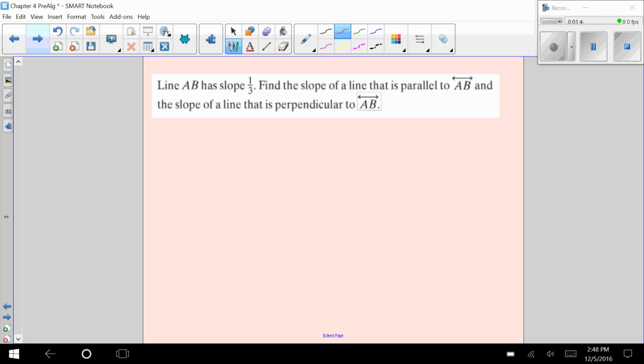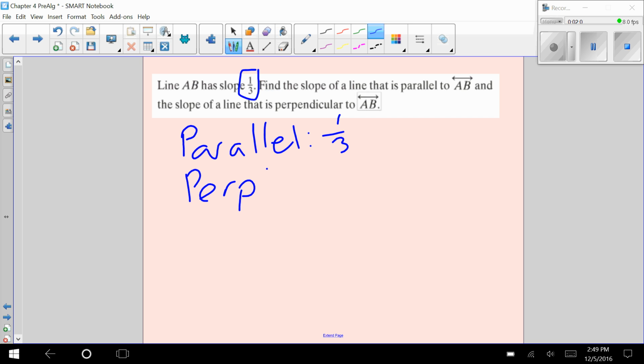Let's look at this one. Line AB has a slope of 1/3. Find the slope of a line that is parallel to AB and the slope of a line that is perpendicular to AB. So 1/3, a parallel line, we just read that it'll have the same slope, so its slope is 1/3. A perpendicular line, which you can shorten to perp, will have that fraction flipped over, so 3 over 1, and then we flip the sign. It's a positive now, so it becomes a negative. Well, -3 over 1, we simplify to just -3.